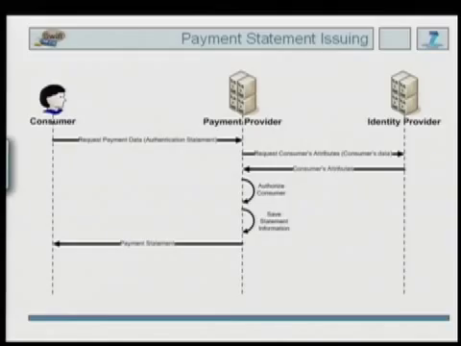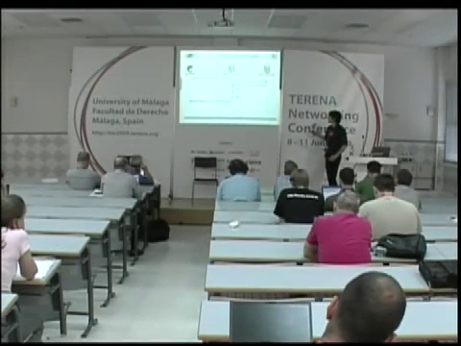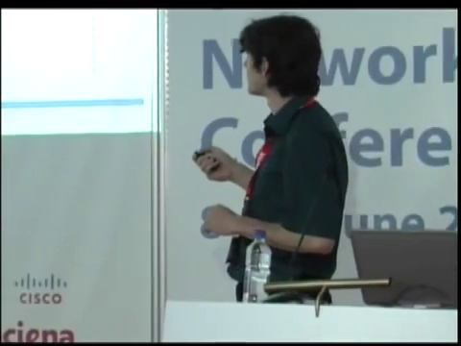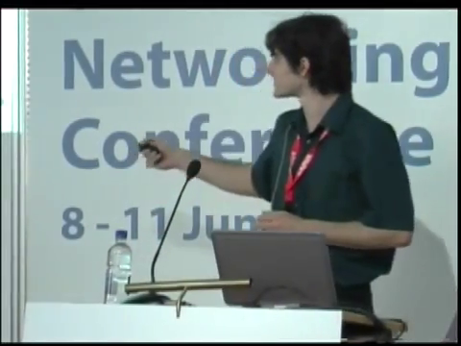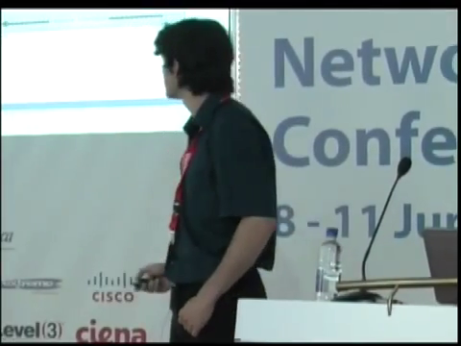It requests, for example, attributes or validation of this authentication statement at the identity provider of the consumer. After that, the consumer is authorized, and here we may have some extensions like an account check. For example, is the account valid, or is the consumer maybe requesting more money than he or she has on this account? If all checks are passed, the consumer may get a payment statement, and this payment statement may be used later for payment.